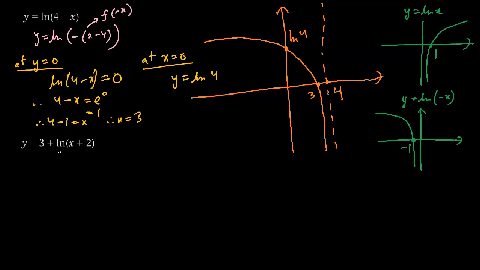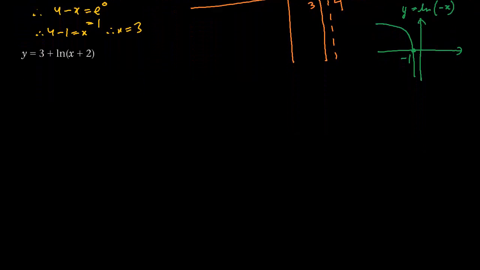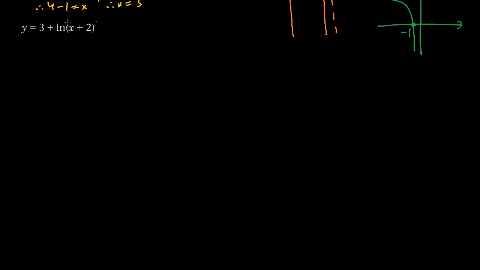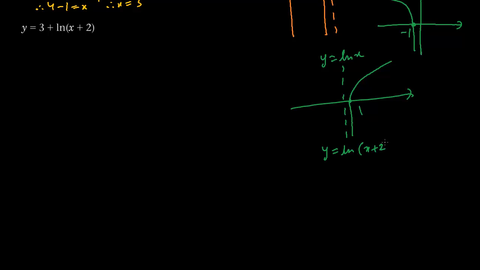Now the next one is comparatively simpler. Again, let's start with the basic type. If we start with y equals ln x, the picture looks like this, parallel to the asymptote, and this passes through the point 1. So when we have y equals ln of x plus 2, what happens? The picture shifts by 2 units towards the left. So the asymptote, instead of 0, would be here at minus 2, and it is going to cut the x-axis at the point minus 1.